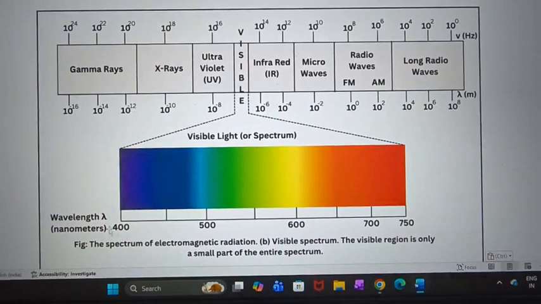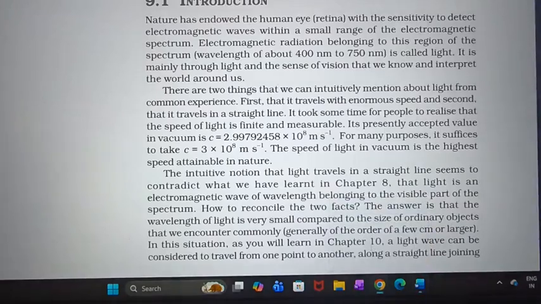But if you see the wavelength range from 400 nanometer to 750 nanometer, that is called the visible region, nothing but light, the visible light that we are able to see. Whenever this electromagnetic wave has this particular range of wavelength, then only we are able to see it. But other rays like X-rays, gamma rays, infrared, microwaves, these we cannot see with our naked eye. And light is nothing but a form of energy which enables us to see. That is what this para is telling about.